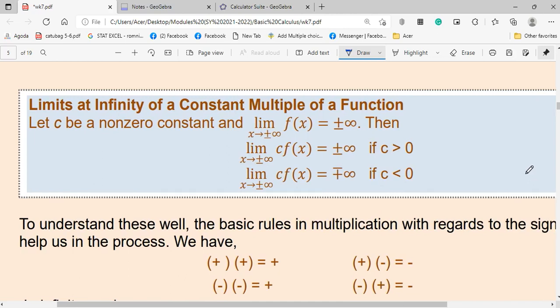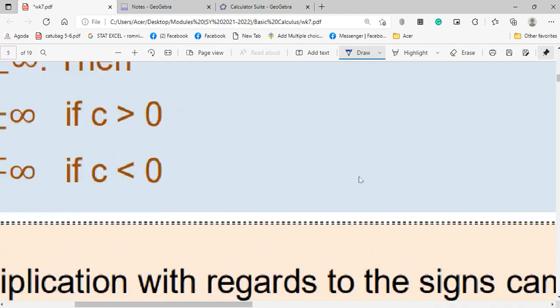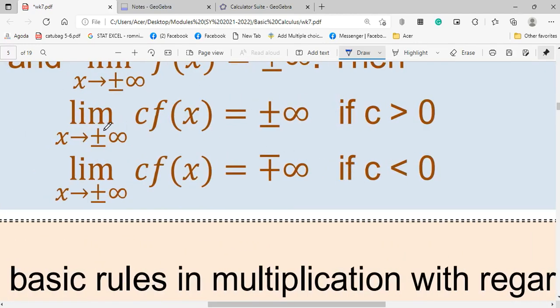Now, limits at infinity of a constant multiple of a function. Constant multiple of a function. So kapag nangyari that, we let C be a non-zero constant, non-zero, ibig sabihin except 0, then you can have all numbers now. And if the limit of f of x as x approaches positive or negative infinity is equal to positive or negative infinity, then we can say that the limit, tinan nyo to, i-break down natin ito. Nakikita nyo yung pagkakaiba nila? This is positive, negative, this is positive, negative. Kapag ang C daw ay greater than 0, that is positive.